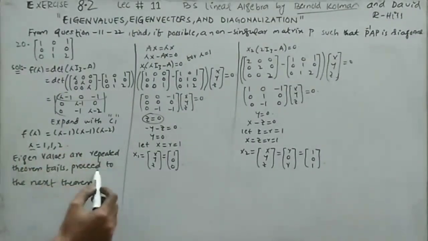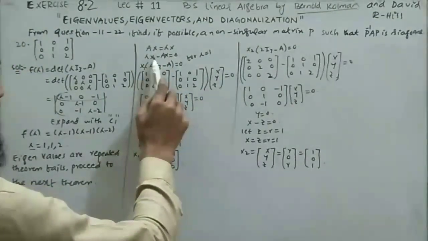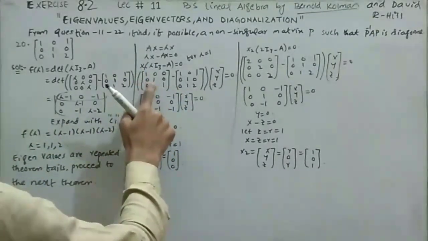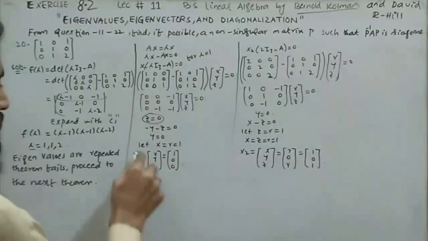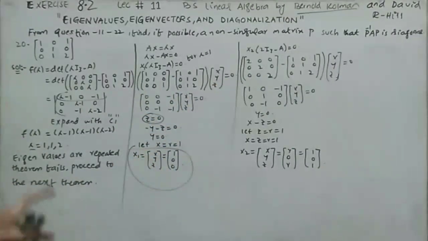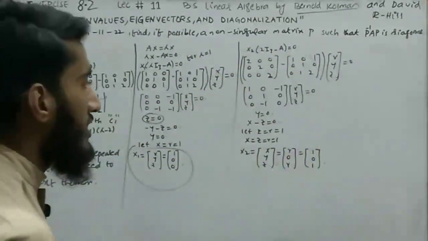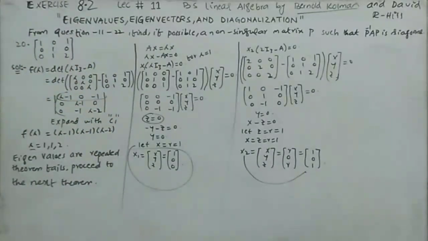Eigenvalues from over here are repeated, so it means the theorem has failed. Proceed to the next theorem. Ax is equal to lambda x, so lambda x minus Ax is equal to 0. Take x common, we are left with lambda I3 minus A. First put lambda 1 over here, it becomes I3 minus A into x, where x is xyz. By simplification it gives us 1 eigenvector x1. Now then put lambda 2 over here in the same formula, and by simplification it will give us another eigenvector x2. So 2 eigenvectors are generated, not 3 eigenvectors.